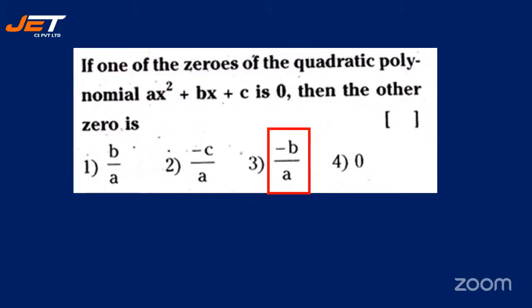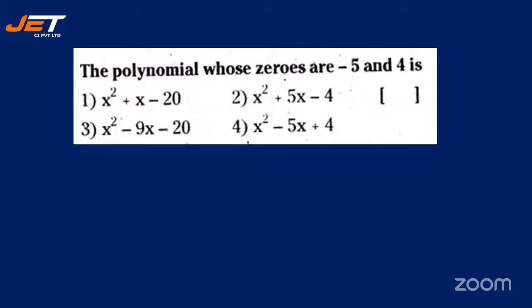So if one of the zeros of the quadratic polynomial ax square plus bx plus c is 0, then the other is what? It is minus b by a. All right, see the next question.